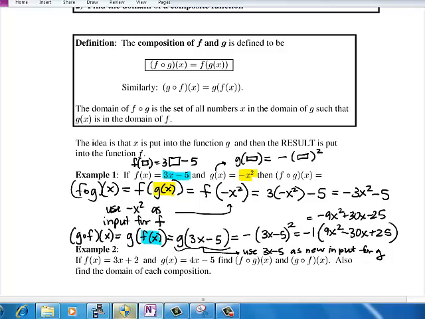So obviously f circle g and g circle f are not the same thing. For one, we got negative 3x squared minus 5, and for the other, we got negative 9x squared plus 30x minus 25. So different functions.